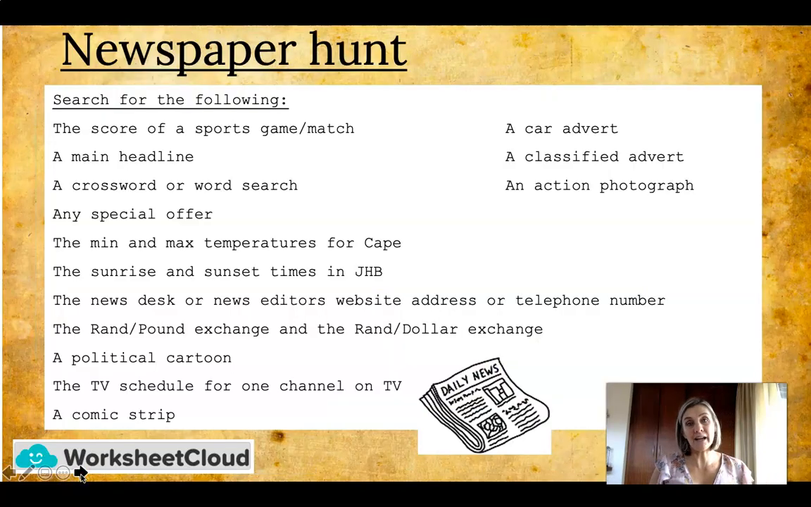Right, and then we come to a newspaper hunt. So this is where you can stop a little bit. If you've got a newspaper in the house, great. If you haven't, next time mom has to go out for one of those essential items or to the doctor, ask her to get a newspaper if they're available. And so you could then spend time searching for the following: the score of a sports game or match, a main headline, a crossword, and looking for all these things. What it does is it helps you get used to what a newspaper looks like and what it's made up of. So I love the idea. I really do encourage you to do it.